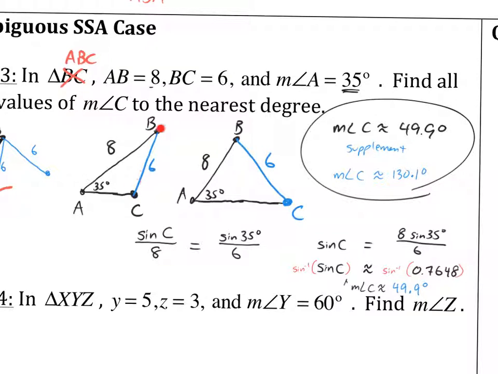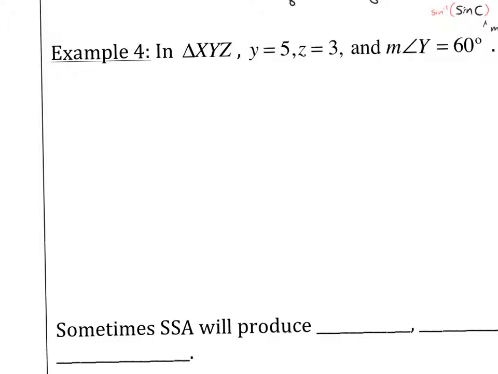So that's why it's ambiguous, because we don't know if this C is going to be obtuse or acute. It doesn't tell me, so we're just going to have to check. And I did mess up. It says nearest degree, so this should go to 50, and that should go to 130.